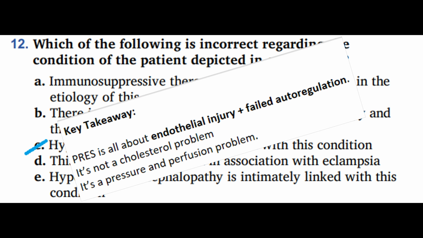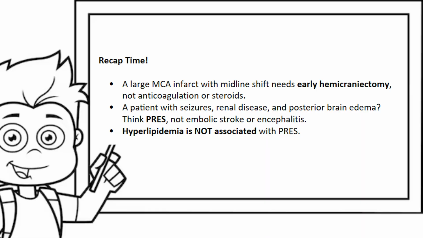Let's do a recap and bring all this together. First, a large MCA infarct with midline shift needs early hemicraniectomy, not anticoagulation or steroids. Two, a patient with seizures, renal disease, and posterior brain edema, think PRES, not embolic stroke or encephalitis. And remember, hyperlipidemia is not associated with PRES, and you need to keep your differentials sharp and your mechanisms even sharper.